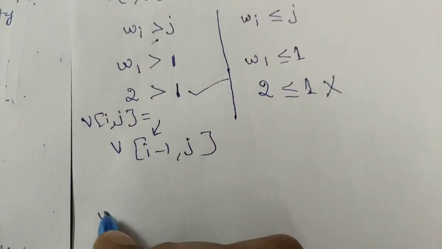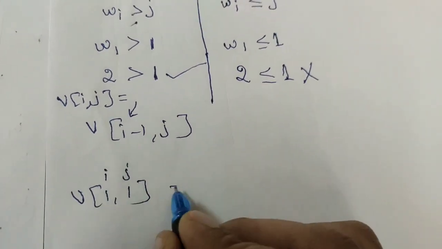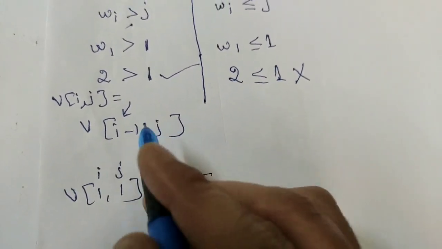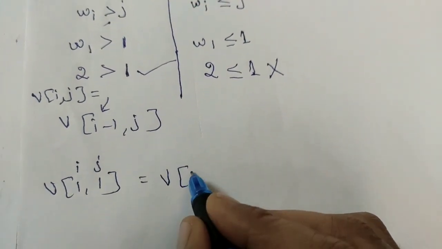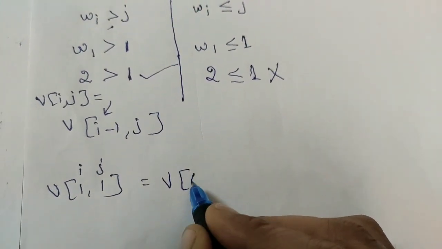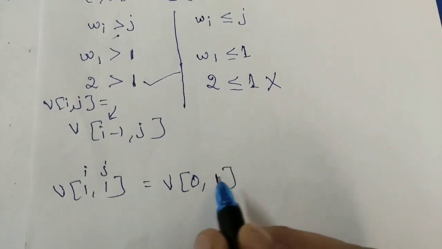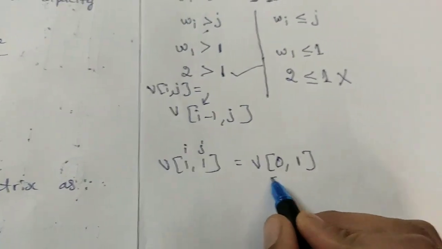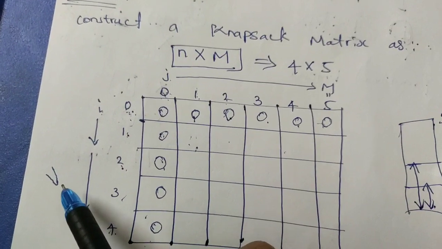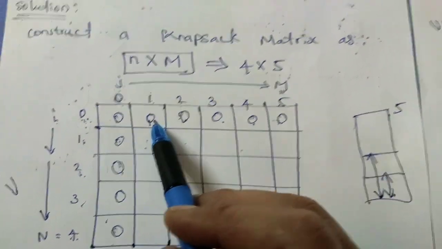Now v of 1 comma 1, this is i, this is j, that should be filled with v of i minus 1. i value is 1, i minus 1 is 0, comma, what is the j value? It is 1. So v of 0 comma 1. So go to your knapsack matrix, look at this location. Go to your knapsack matrix V, look at this location 0 comma 1. What is the value I have? 0.